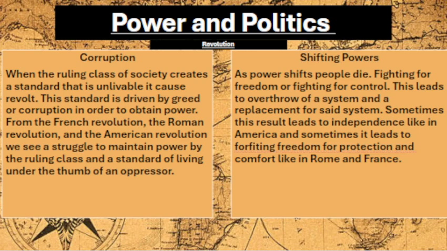disorder and causes revolutions. Shifting powers. As power shifts, people die, fighting for freedom or fighting for control, depending on what side, the revolutionist or the controlling class. This leads to overthrow of a system and replacement for said system. Sometimes this result leads to independence, like in America, and sometimes it leads to forfeiting freedom for protection and comfort, like in Rome and France.